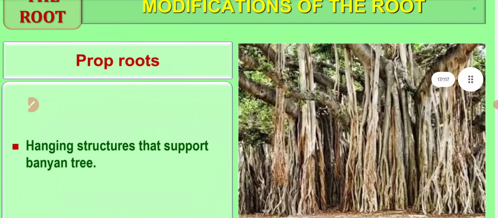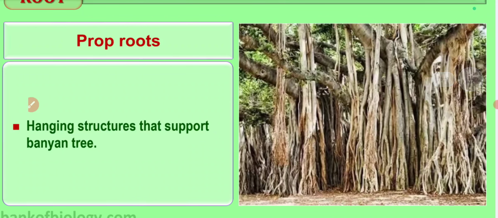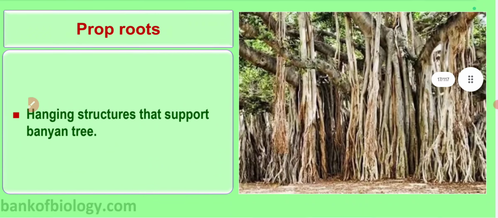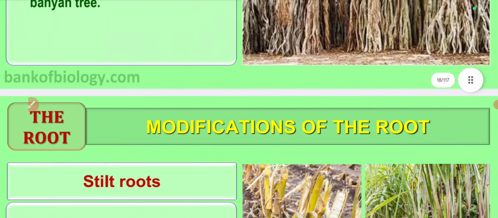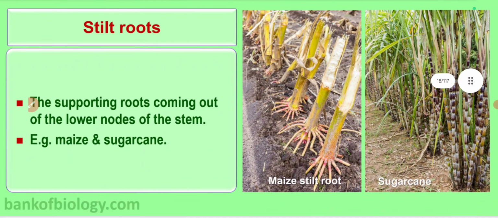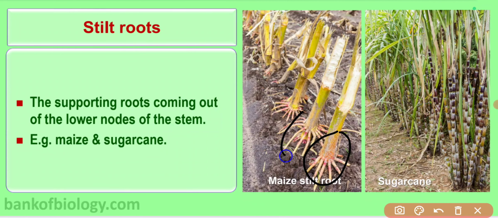Prop roots are the hanging structures that support the banyan tree. As you can see in the banyan tree, the roots are supporting the tree, so these are called prop roots. And then there are stilt roots. These are also supporting roots coming out from the lower nodes of the stem, and their main function is supporting the plant. Examples are maize and sugarcane.